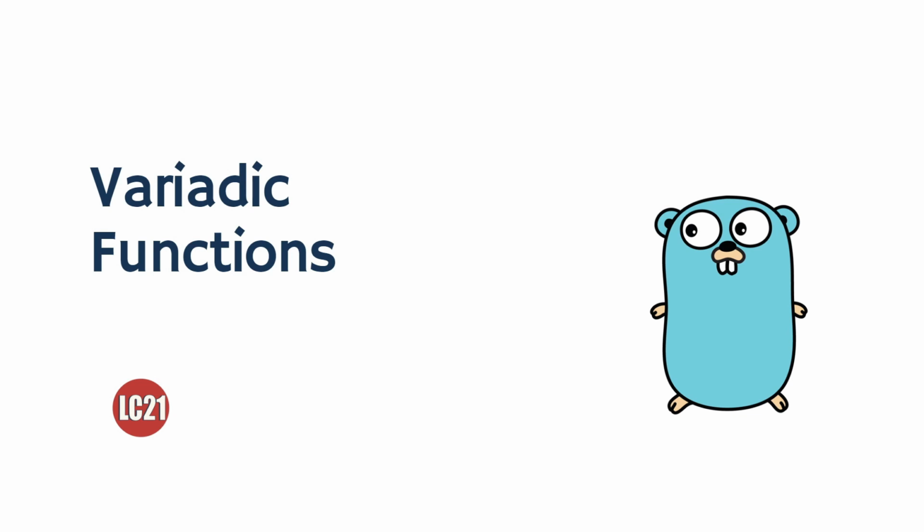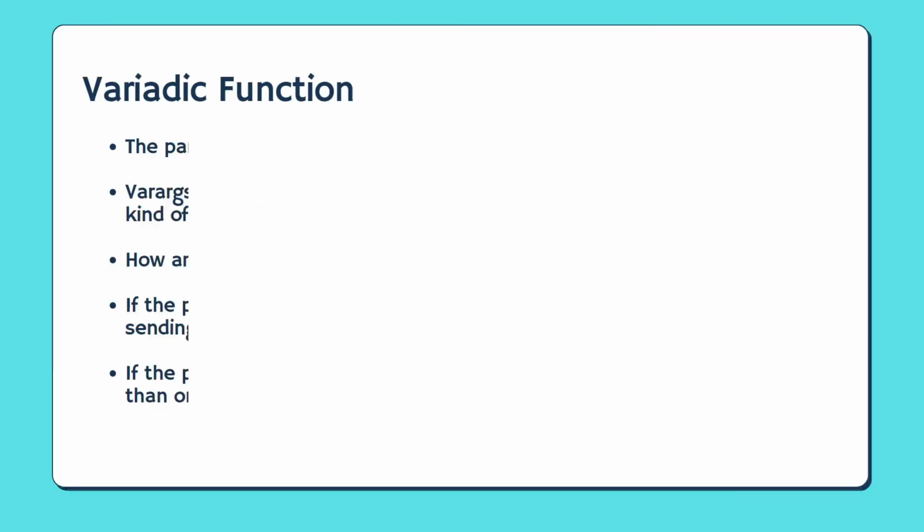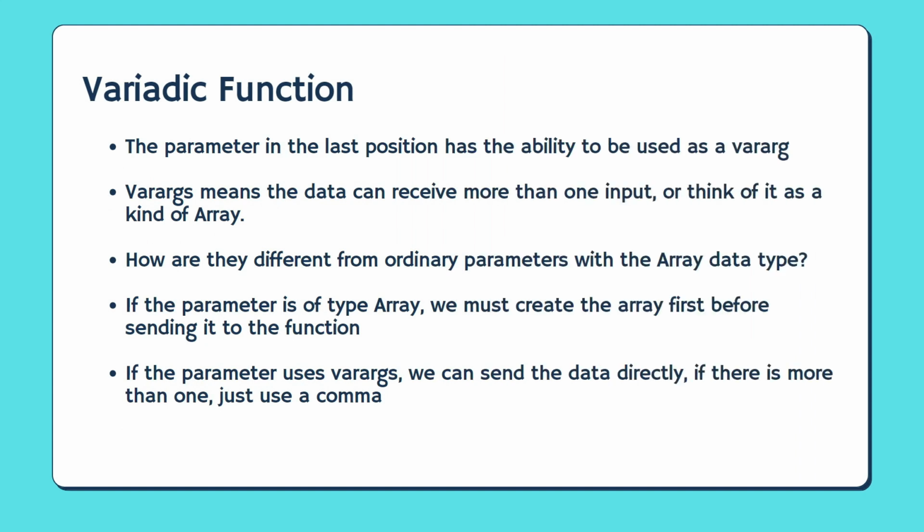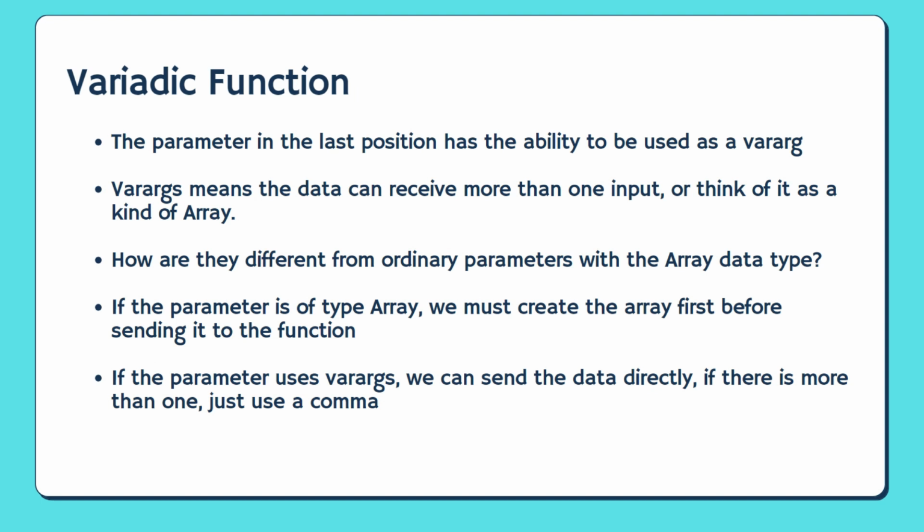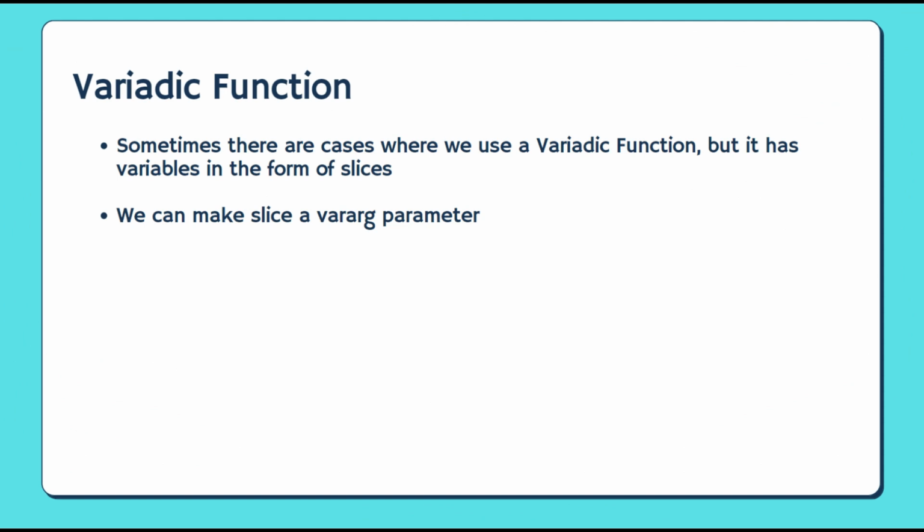Variadic Functions. The parameter in the last position has the ability to be used as a vararg. Varargs means the data can receive more than one input, or think of it as a kind of array. How are they different from ordinary parameters with the array data type? If the parameter is of type array, we must create the array first before sending it to the function. If the parameter uses varargs, we can send the data directly if there is more than one. Just use a comma. Sometimes there are cases where we use a variadic function, but it has variables in the form of slices. We can make slice a vararg parameter.